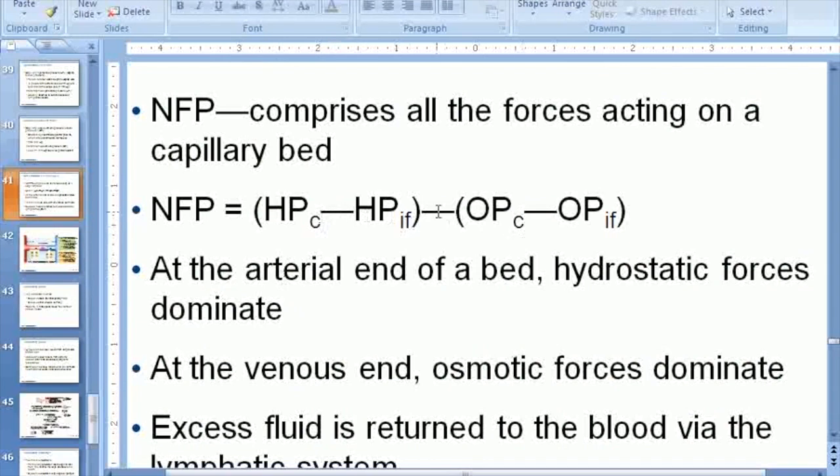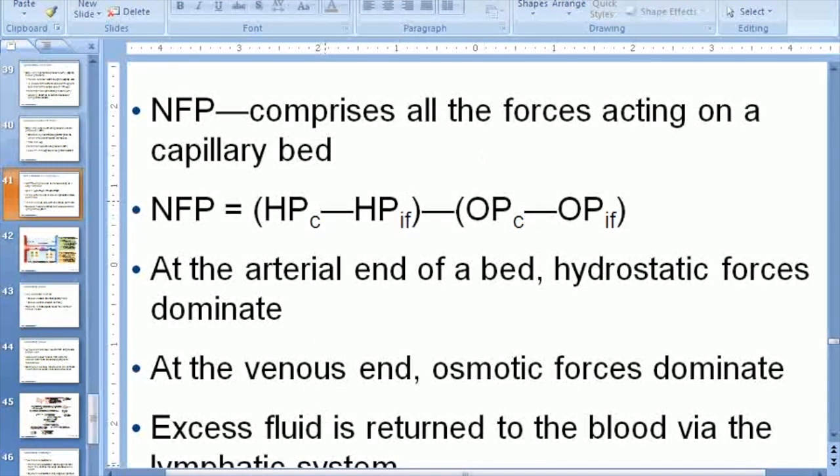So I like to have you look back here. Here's the formula. The net filtration pressure, and you might want to write this down, is the hydrostatic pressure of the capillary, HPC, minus the hydrostatic pressure of the interstitial fluid. These are both the hydrostatic pressures. And what are we going to do? We're going to subtract the osmotic pressures. We're going to start with the capillary OP, and we're going to subtract the OPIF. So get that down.